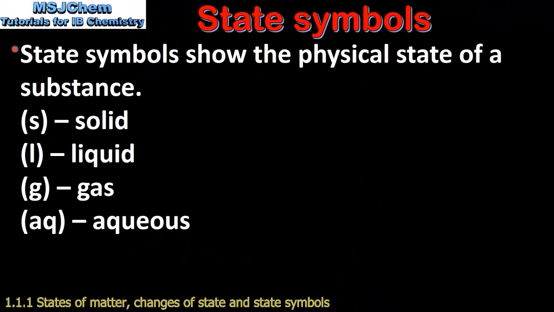And finally, we look at state symbols. State symbols show the physical state of a substance. S stands for solid, L for liquid, G for gas, and AQ for aqueous. AQ is used for solutions formed by dissolving a solid in a liquid.